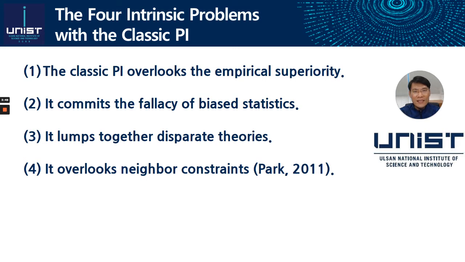Third, scientific revolutions occur in different frequencies in different fields of science. But the classic pessimistic induction lumps together disparate theories in all fields of science. Fourth, the classic pessimistic induction, invoking Laudan's list, overlooks what I call neighbor constraints. Thick and high walls separating the different fields of science began to fall down at around the turn of the 20th century.